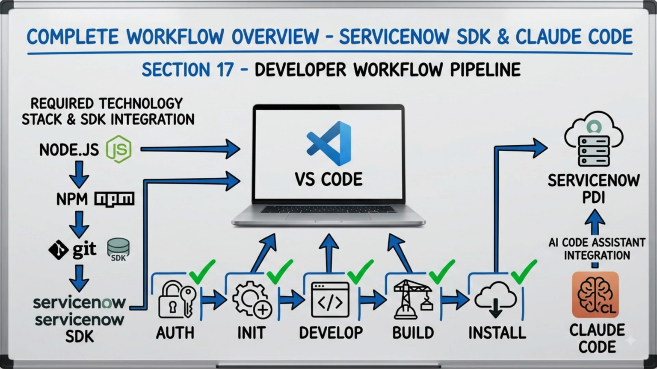And this is the complete picture. Node.js gives us the runtime. NPM manages our JavaScript packages. Git manages our source code and versions. The ServiceNow SDK provides the development and deployment bridge to our ServiceNow instance. Claude Code can assist us while working with our local project. And Visual Studio Code becomes the central development environment where all of these tools come together. Once this foundation is ready, we're no longer limited to making changes manually in the browser. We can start treating ServiceNow application development like a modern software engineering project.